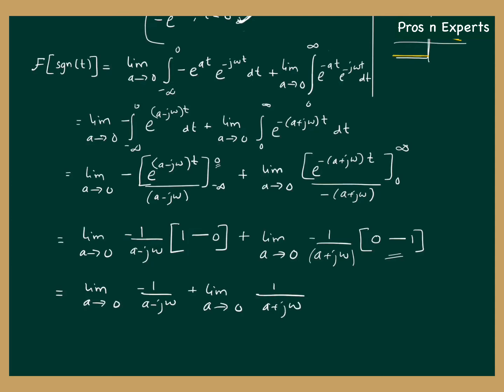Okay, now let us apply the limits. Limit is a tends to 0, so that implies Fourier transform of signum of t will be equal to, when we give 0 here, it is minus 1 by minus j omega, that is 1 by j omega plus 1 by j omega, plus when you substitute 0 here, it is 1 by j omega, so that is 2 by j omega. Okay, so this is the ultimate expression for the Fourier transform of signum of t.